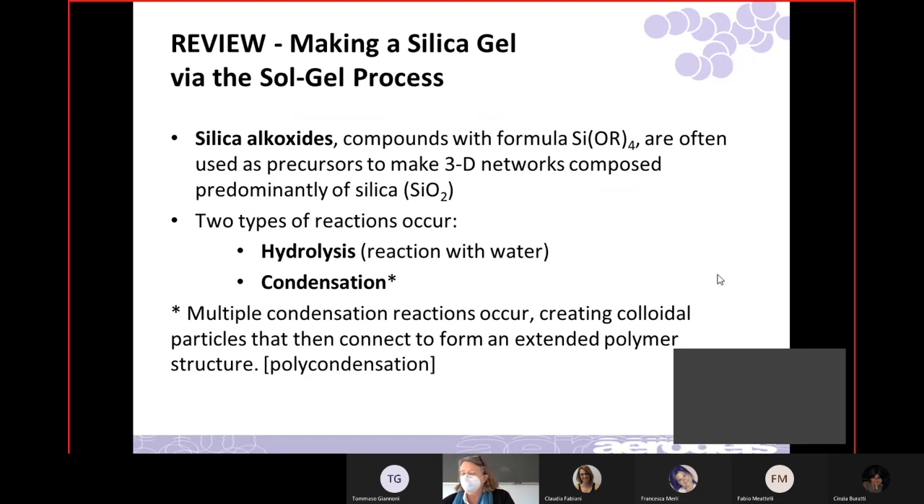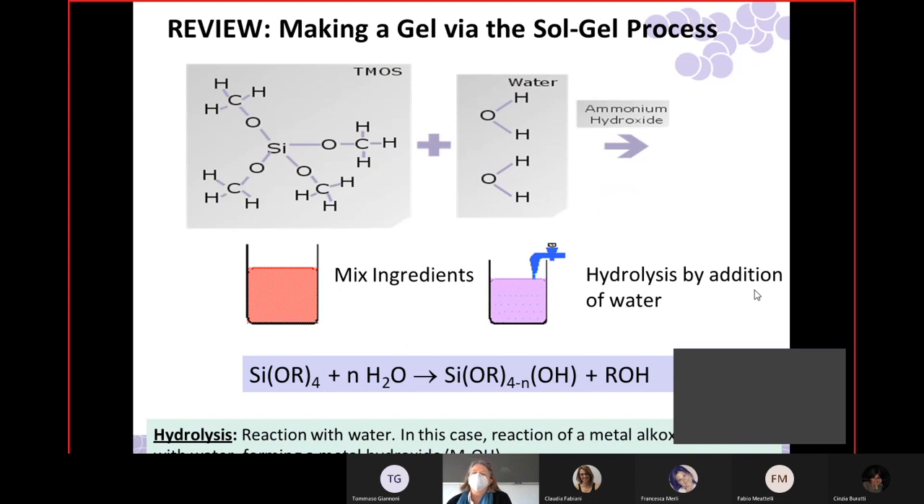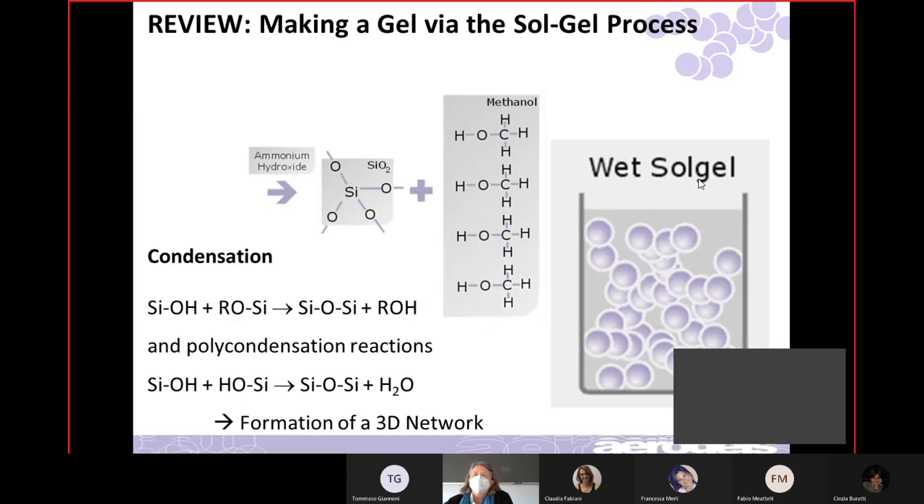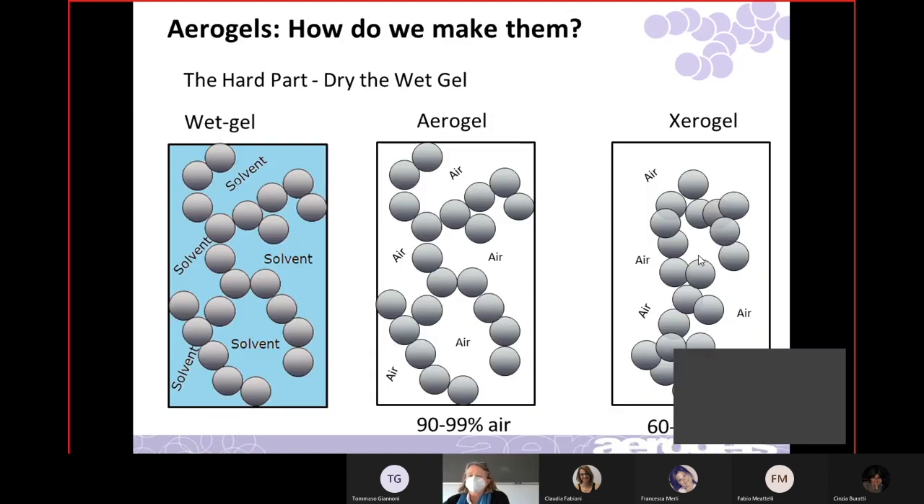But just again, this is sort of the procedure. You mix the TMOS with the water, and you have this hydrolysis reaction. And then you have these condensation reactions where you're either producing alcohol or water, and you form this wet sol gel, right? And again, the purplish is meant to be the silica clusters, and the gray is the solvent that's in there. And I think she left off sort of at this part. So I call it the hard part.